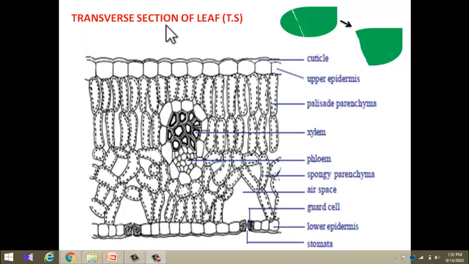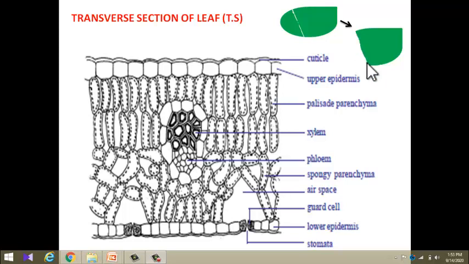What is a transverse section? Assume that this is a leaf. Cut the leaf here, remove this portion and try to observe the leaf here. This region is what is called the transverse section of leaf.